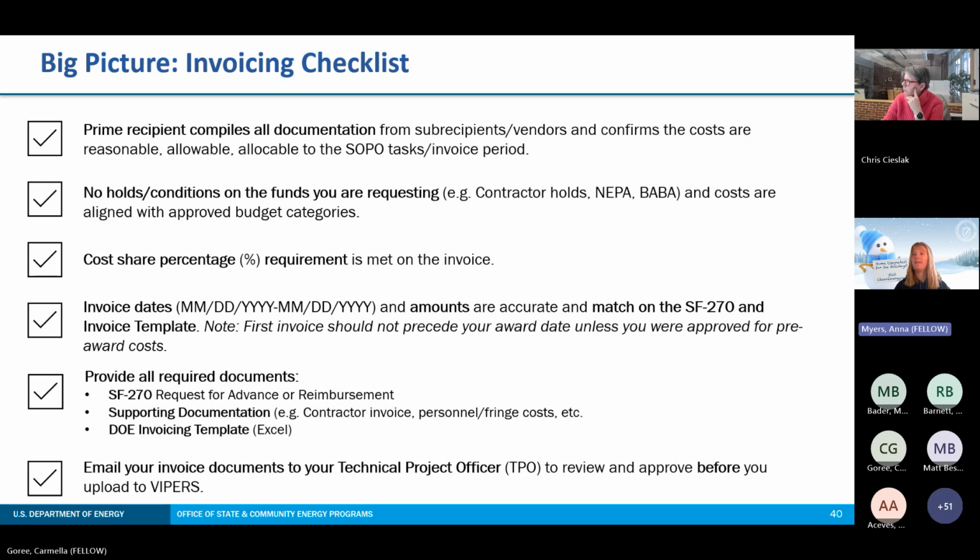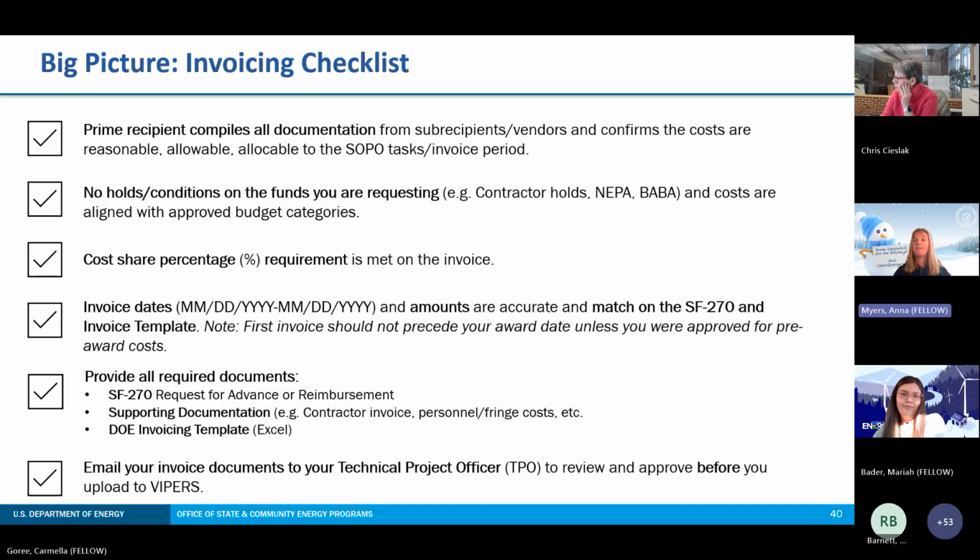And then just the final checklist that we recommend going through as you submit your invoice: are the costs reasonable, allowable, allocable, confirming that there's no funding holds, ensuring that the cost share is met, checking the invoice dates and making sure that they don't begin before that award date unless you do have those pre-award costs, double checking that you've attached all the appropriate documents, and making sure that your TPO did approve before uploading to Vipers.